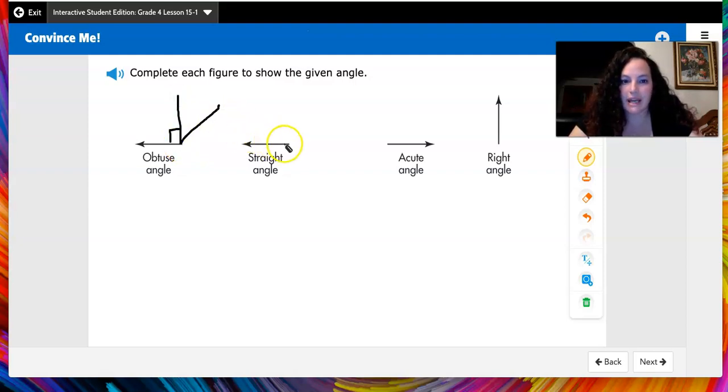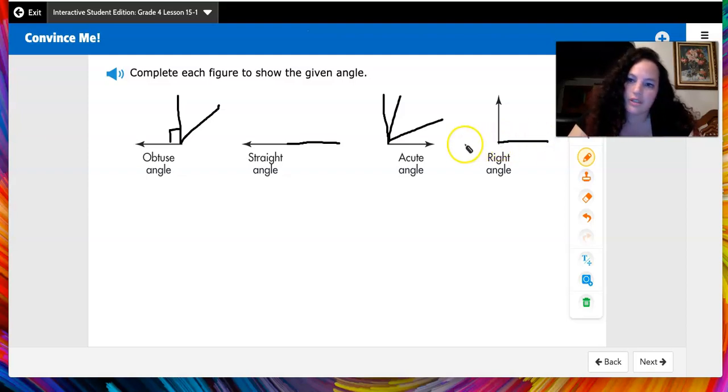A straight angle would be just a straight line. Then an acute angle needs to be smaller than 90 degrees. So here's 90 degrees. It needs to go smaller than that. It could be here, it could be there. Either of these two lines would work as an acute angle. And a right angle needs to make a square. So it needs to go straight out to the side. You could also do it straight out to this side too. Either one would work.